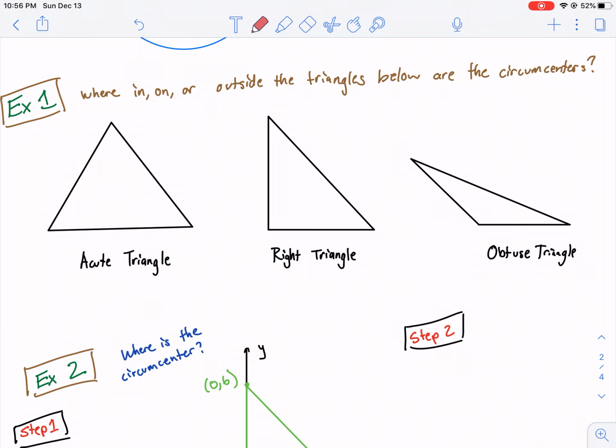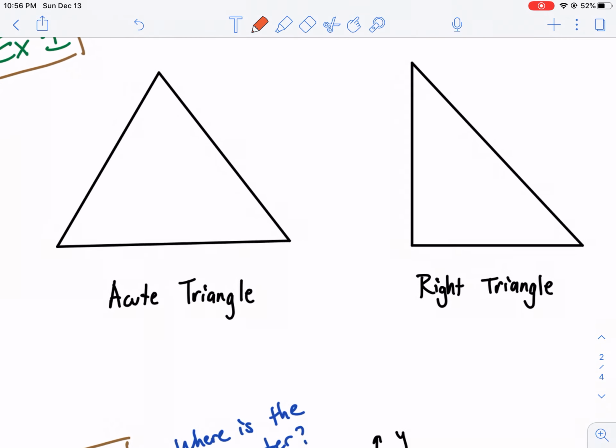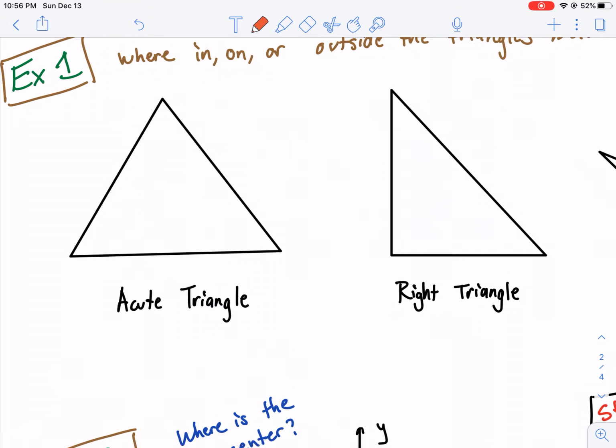Where in, on, or outside the triangles below are the circumcenters? Okay, a couple different strategies we could use here. This is kind of like not using your protractors, so giving it your best estimate. What we could do is measure the midpoint of each one of these triangles.